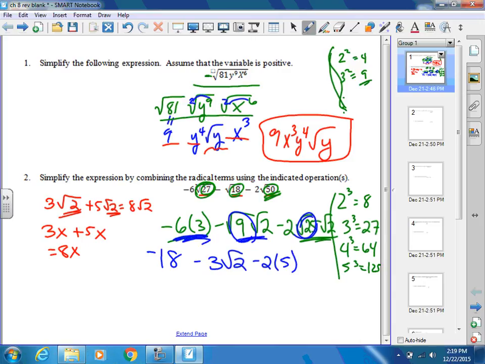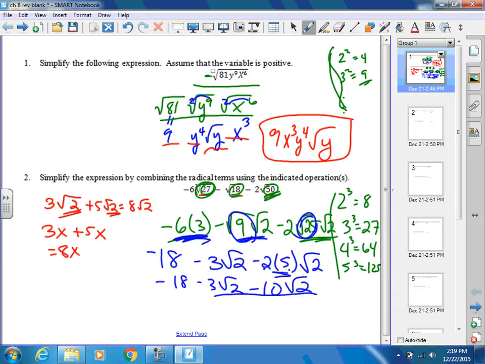Just like what I had here, but now I have it here. I need to do that, which I will in the next step, times the square root of 2. So minus 2 times 5. So I get minus 18, minus 3 square root of 2, just copy. Minus 2 times 5 is going to give me minus 10 square root of 2, okay?